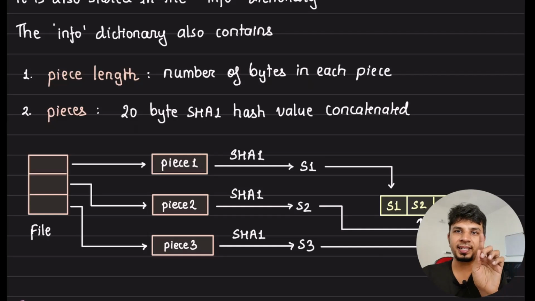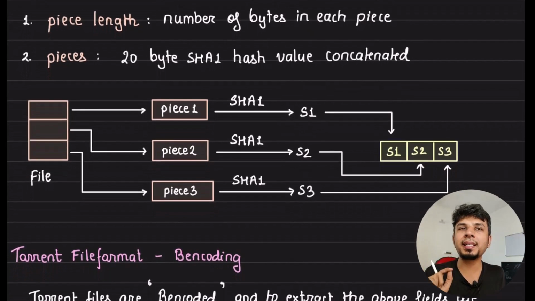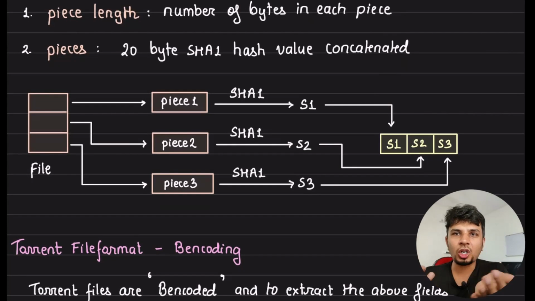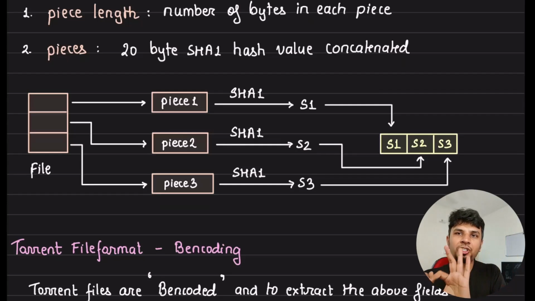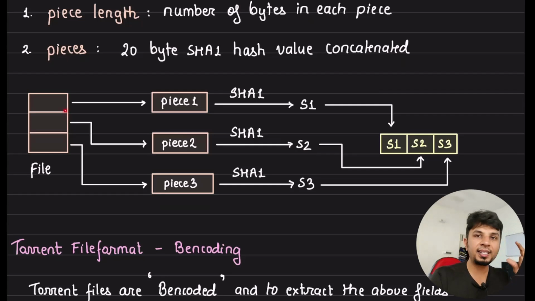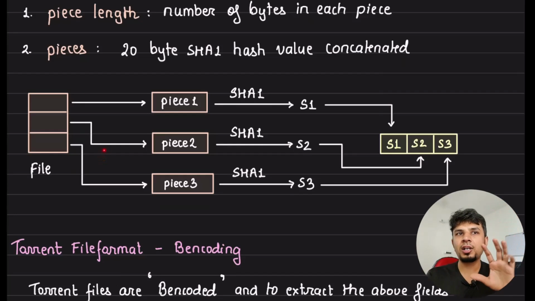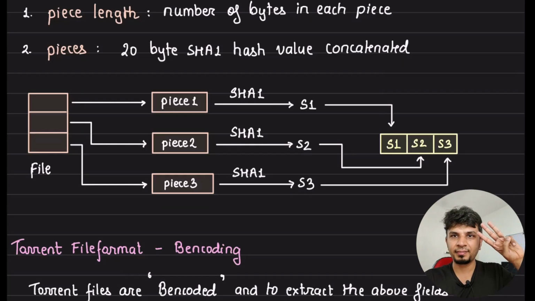And then the actual pieces. The torrent file obviously would not hold the data itself. What it would do is, for each piece that it has, it stores a 20 byte SHA-1 hash of it, concatenated across. So for example, let's say I have a file of 3 MB, right? And my piece length is 1 MB. So I'll have 3 pieces of my file.